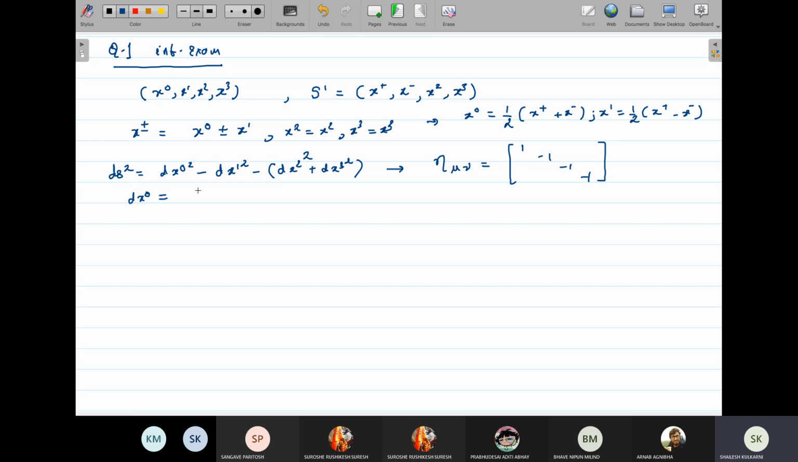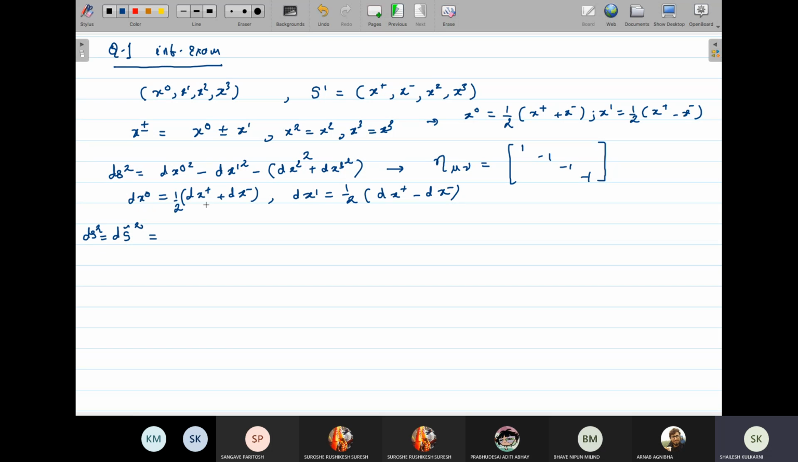Right? So dx0 will be half of dx plus plus dx minus. Now your ds square, in this coordinate system S1, let me write that as ds tilde square. That is the same as your ds square. Line element will be the same. So you have to just replace dx0 square by this. So you have to square this quantity.